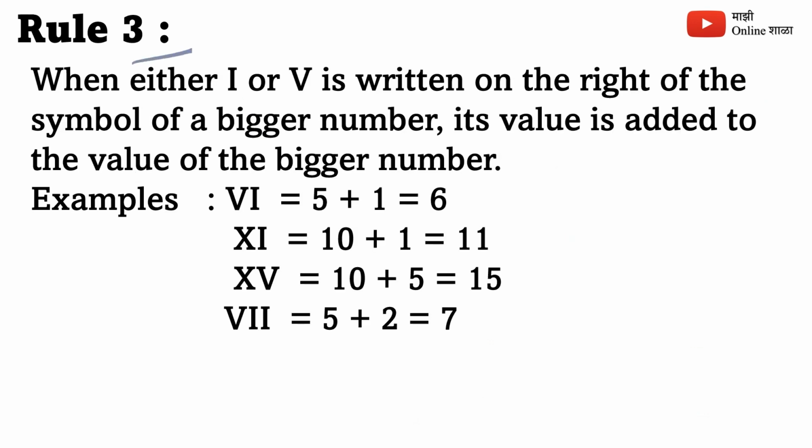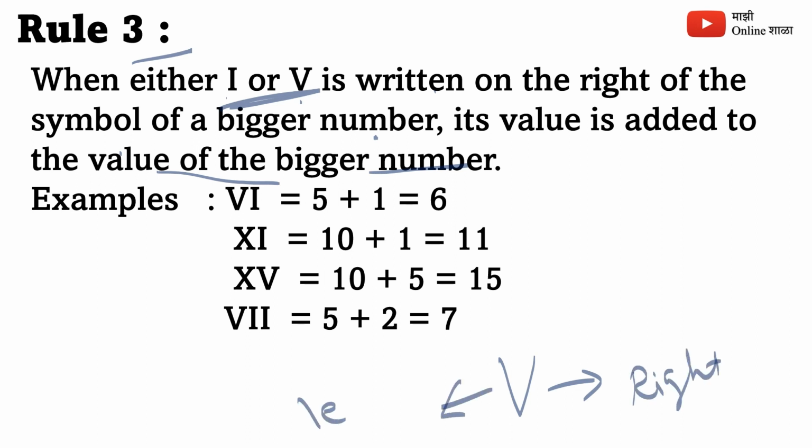What is rule 3 now? When either I or V is written on the right of the symbol of a bigger number, I or V, its value is added to the value of the bigger number. Means this is V, okay, this is the right side of the V and this is the left side of the V. So you have to remember right side, then you have to do plus, and left side you have to do minus. This we'll see in rule 4. First let's understand rule number 3.